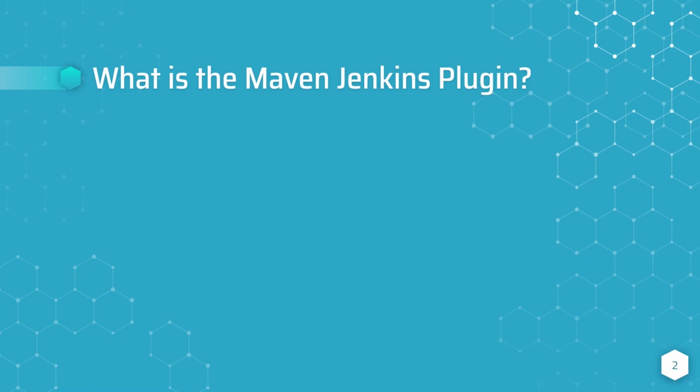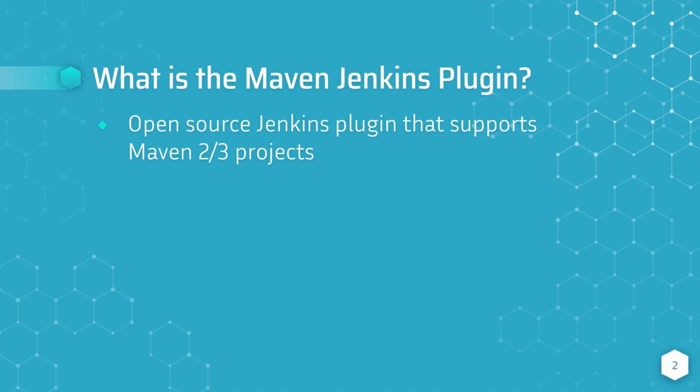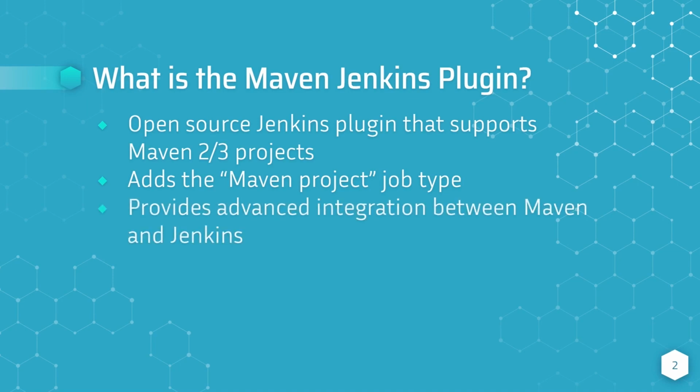So first, what is the Maven Jenkins plugin? The Maven plugin is an open source Jenkins plugin that supports Maven 2 and Maven 3 projects. And this plugin adds an additional job type to Jenkins called a Maven project. If you recall from the previous video, I walked through the new item page which listed all of the possible job types you could create in Jenkins. And this plugin adds an additional job type to that list on the new item page called Maven project. And this Maven project job type provides an advanced integration between Maven and Jenkins.